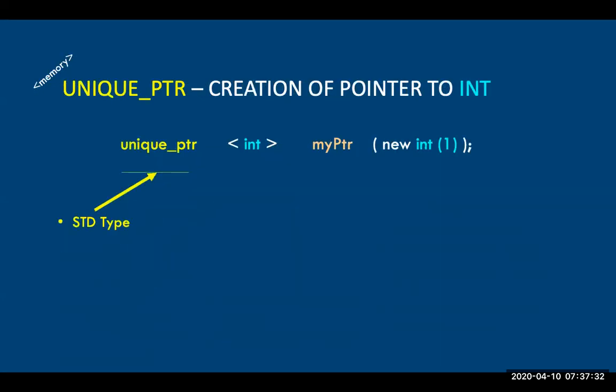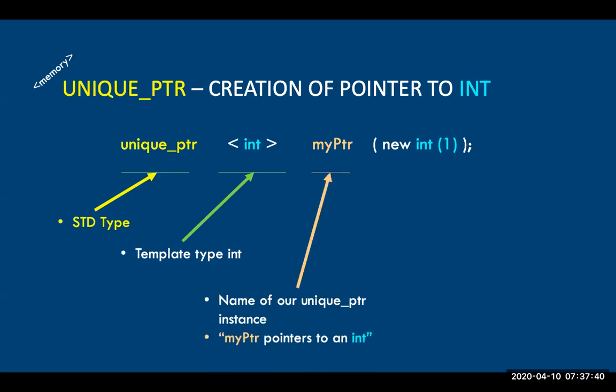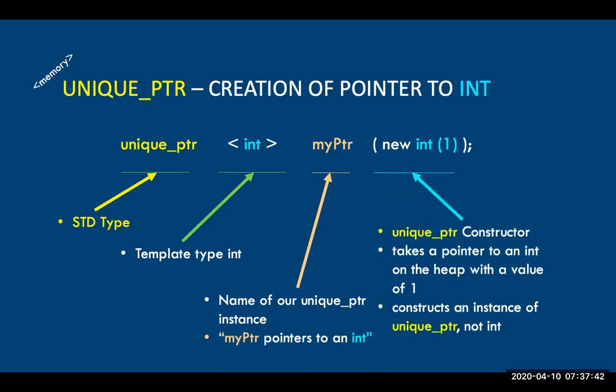So here's what the equivalent looks like for our unique pointer, right? So here's the unique_ptr class name. There's the template type that we're going to manage. There's the name of our instance. And once again, we're just passing in a pointer to a newly allocated data item. In this case, it's an int, and we initialize its value to 1. And that has to match the type in the template over here, right?